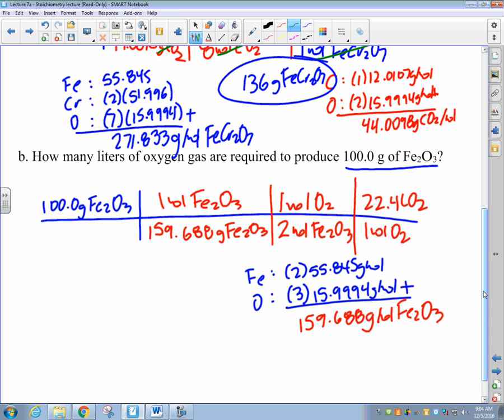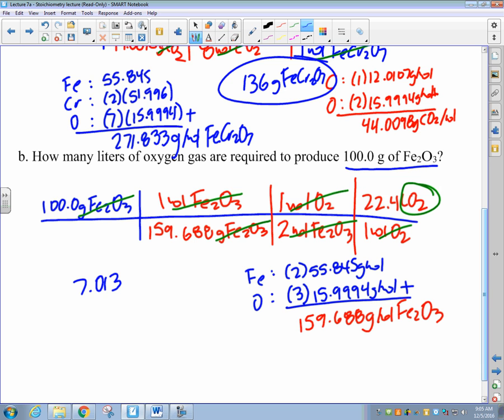Again, canceling out units here, grams of Fe2O3 cancel out, moles of Fe2O3 cancel out, moles of O2 cancel out, leaves us with liters of oxygen. Make your multiplication across the top, divide by the bottom there. This is going to be what, like 6 or 7-ish? .013.